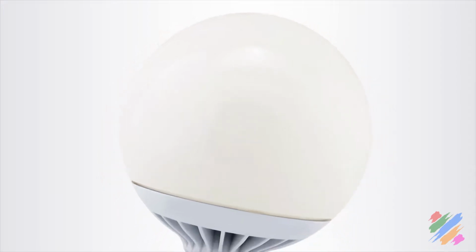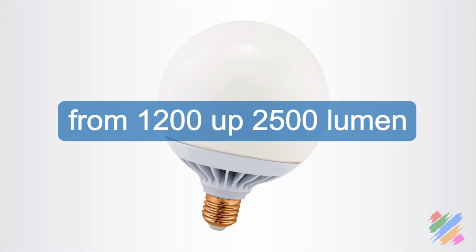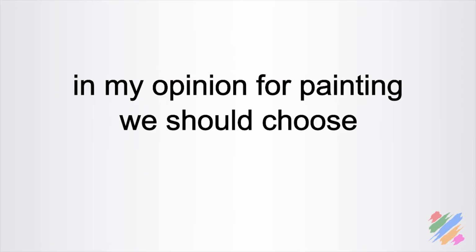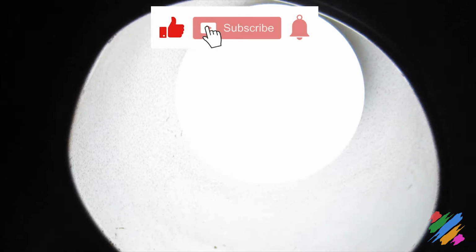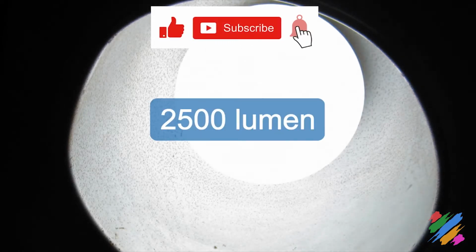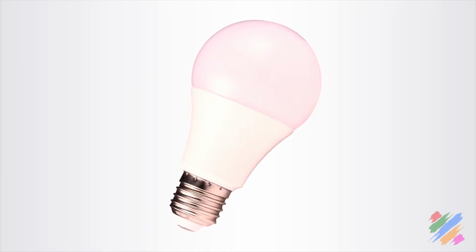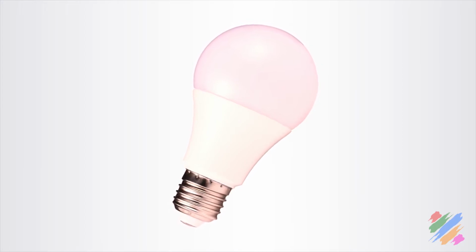and they normally have a nice strong light flux that, according to the type, may go from 1200 up to 2500 lumen. In my opinion, for painting, we should choose a light above 1800. I normally use a 2500 lumen bulb, but this is completely up to you. Alternatively, the smaller types are also okay, although they are going to give us a lower flux.